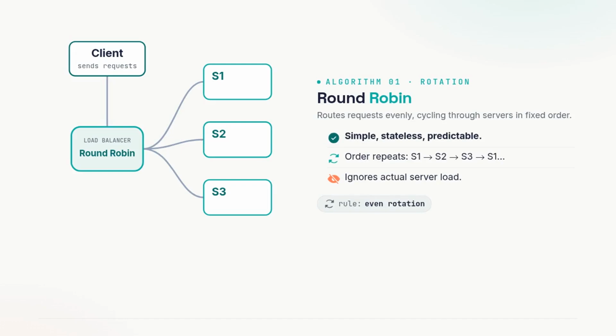The simplest way to spread the load is to just take turns. That's round robin. The load balancer keeps a fixed order and cycles through the servers one by one. It's simple, it's stateless. The balancer remembers nothing except whose turn is next.